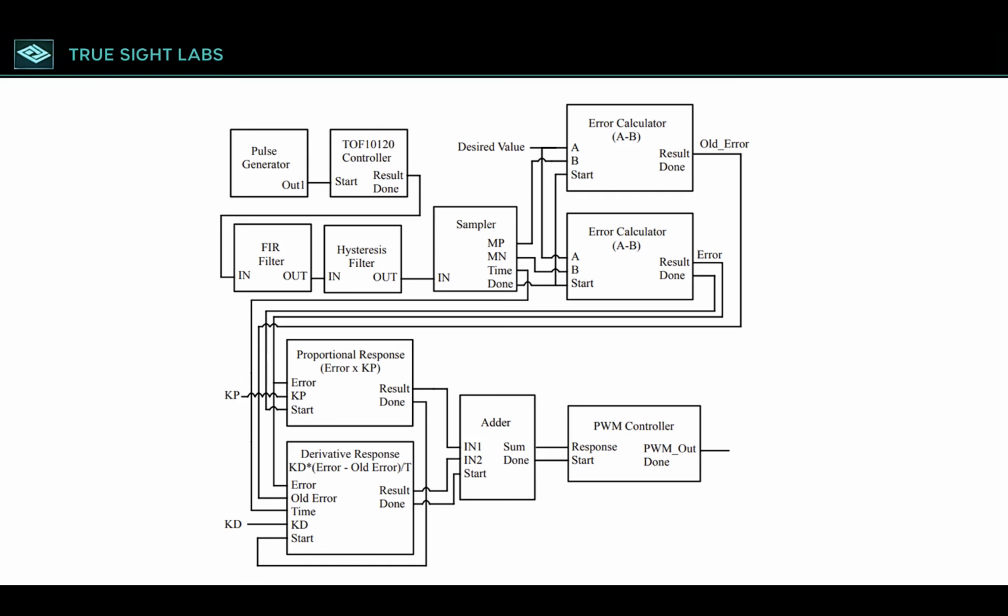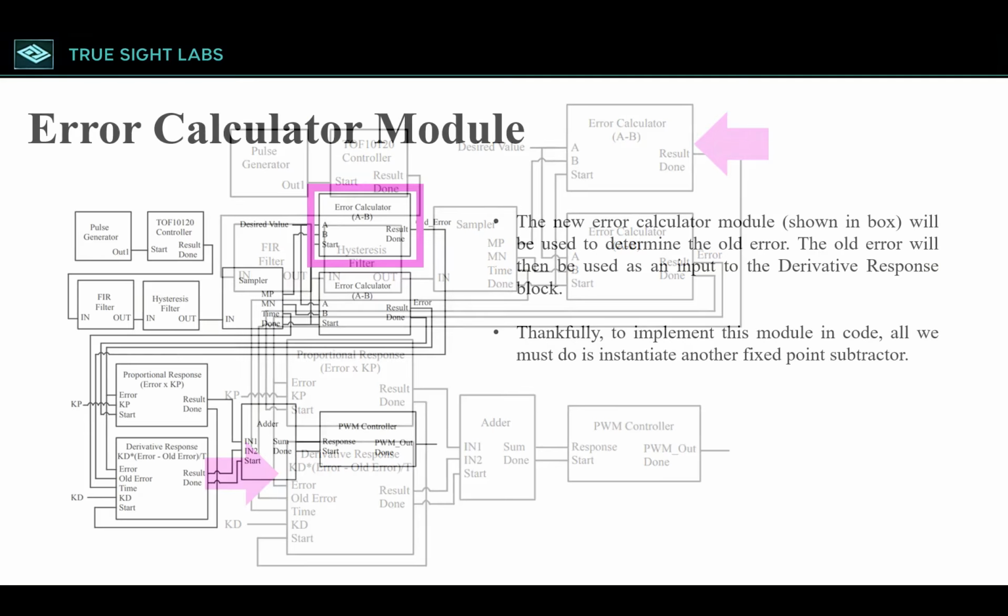This is the block diagram of the controller with the derivative component added in. This block diagram is the same one used last video for the proportional controller, but with 2 additional modules. The first module added is the second error calculator, shown here. The second module added is the derivative response block, shown here. In this video, I'll show you exactly how to add the derivative component by implementing these 2 modules.